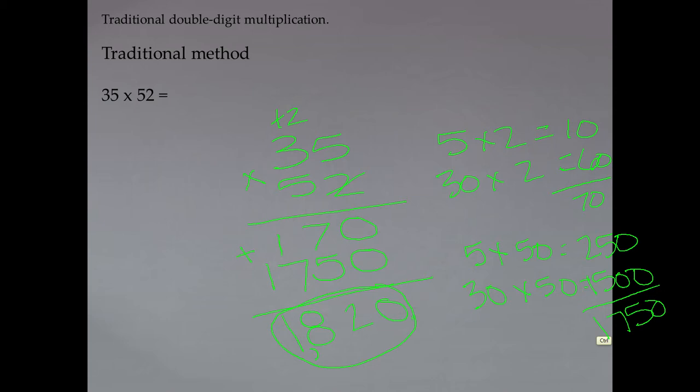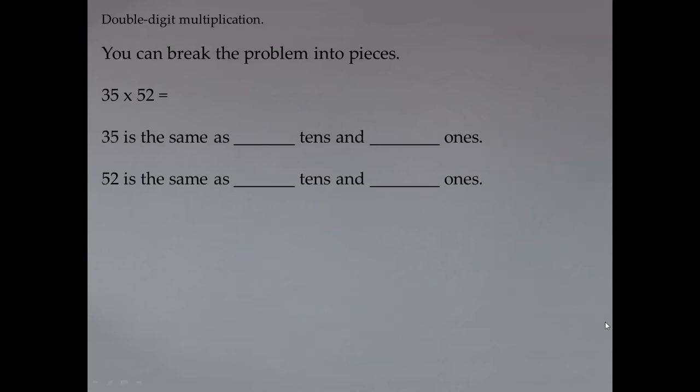If I do it this way, the traditional way, and I show my work like this up here, that is considered acceptable showing your work. If you do it like this, which is one of our methods we're going to view next, that is also acceptable and will be considered showing your work. We have the same problem as last time, 35 times 52. This time we're going to be breaking it into tens and ones.